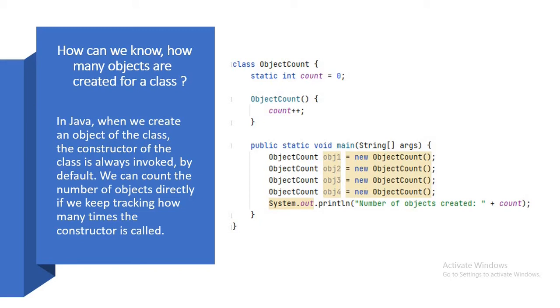Here, as you see, I created 4 objects: obj1, obj2, obj3 and obj4. Each time the constructor is invoked, and we get the count by incrementing. If we print the count, we'll get how many objects are created. Here we have created 4 objects, so the count will become 4. Let's move to the next question.